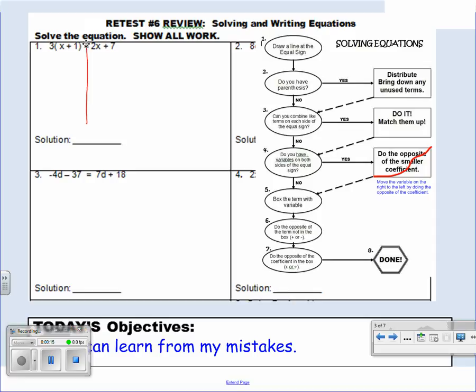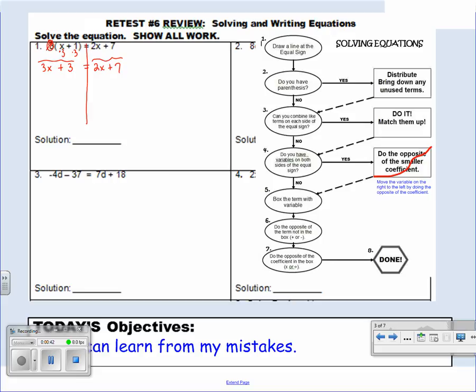Do we have parentheses? Yes, we do, so we need to distribute the 3. We're going to take the 3 that's on the outside and multiply everything inside the parentheses by that 3. So 3 times x is 3x, 3 times 1 is a positive 3. The right-hand side doesn't change, it's 2x plus 7. Third step is, can you combine like terms on each side of the equal sign? There's nothing on the left that I can combine, and there's nothing on the right that can combine.